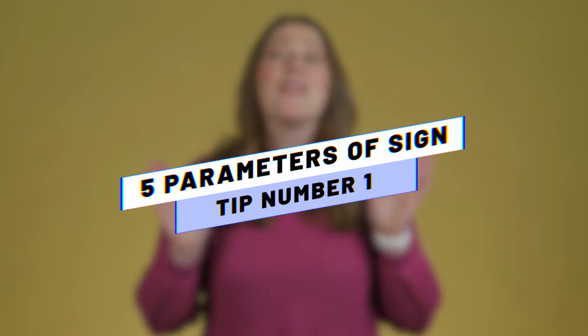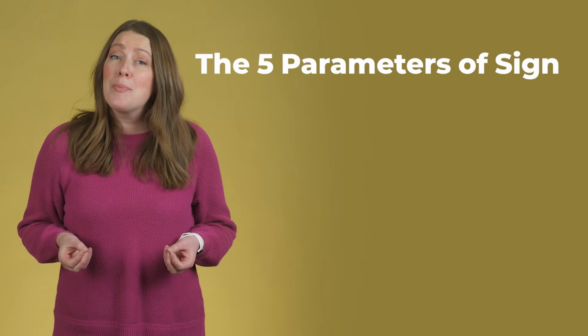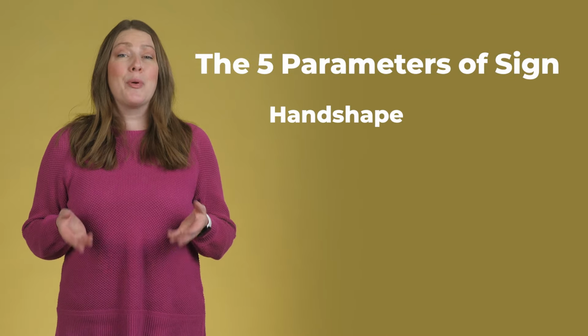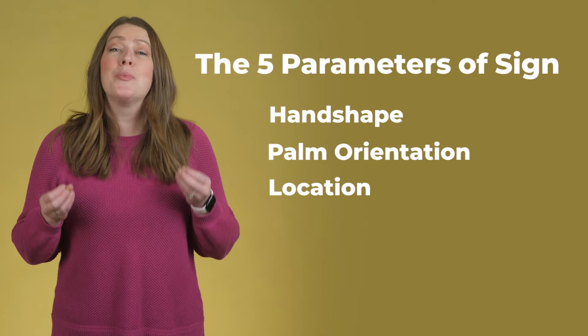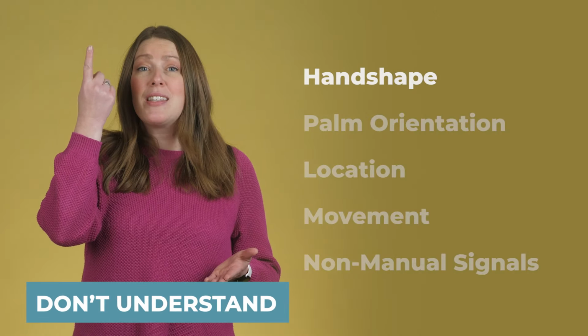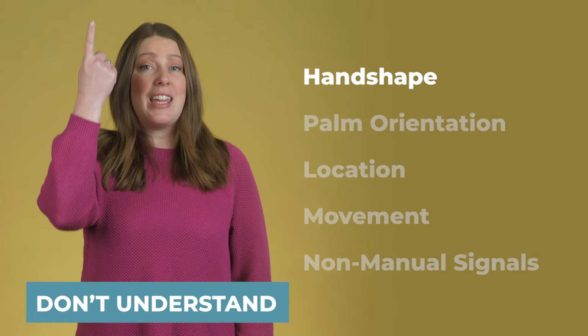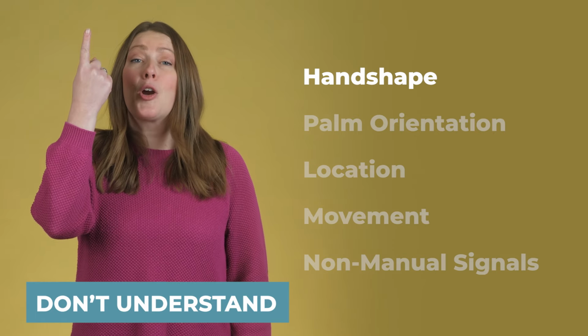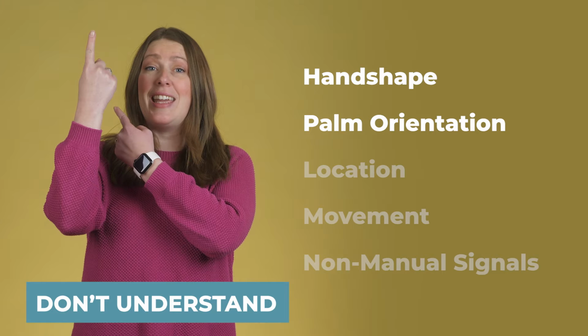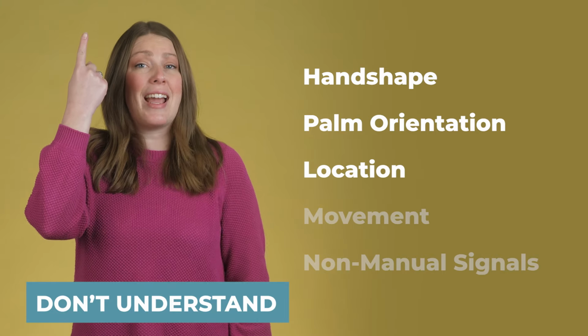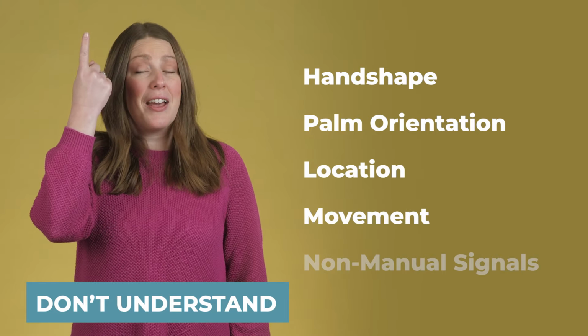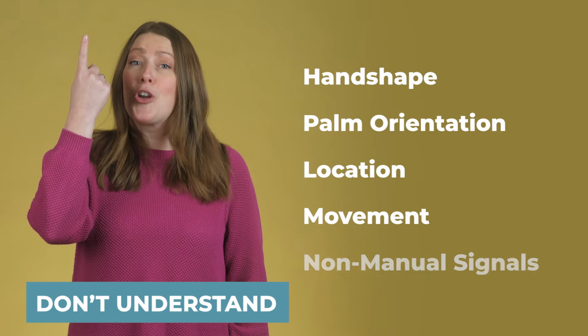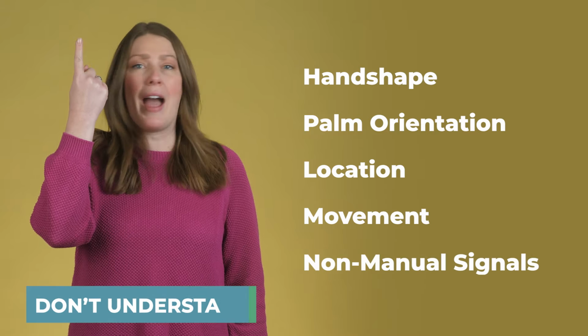Tip number 1. The 5 parameters of sign. The 5 parameters of sign are hand shape, palm orientation, location, movement, and non-manual signals. So what does this look like? Well, let's take the sign, don't understand. The hand shape itself is a fist flicking out to a 1. Then our palm orientation is facing in. The location is next to our head, and then it's a flick of the finger for the movement. And for a non-manual signal, our head goes back and forth. That is the 5 parameters of sign.